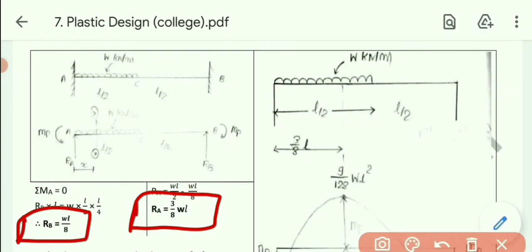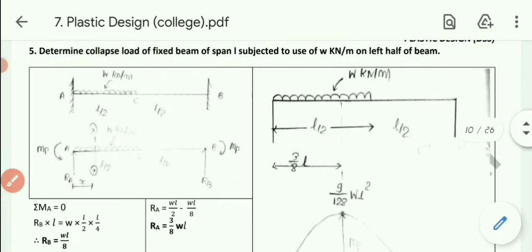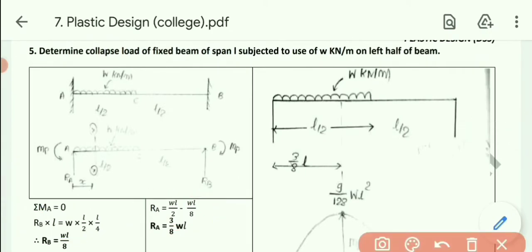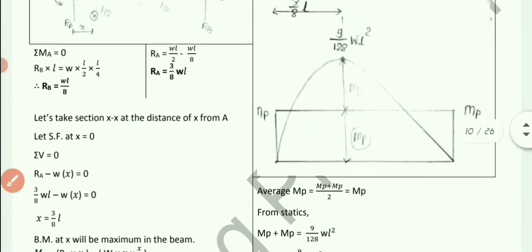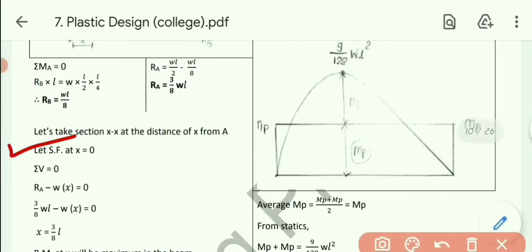Okay, so now let's find the point where the maximum bending moment occurs. See, maximum bending moment will always occur whenever SF is 0. So let's find its location. Let's take section XX at a distance of X from A. Okay, let SF at X equal 0.